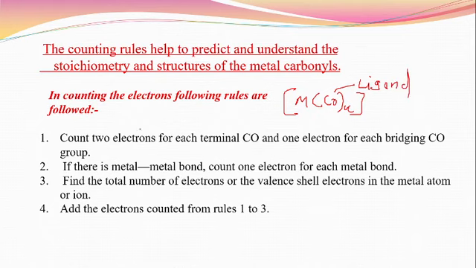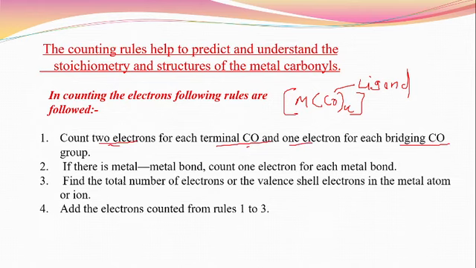Here we count 2 electrons whenever the ligand is carbonyl, so we consider only the carbonyl. If the carbonyl is present at the terminal position, we consider 2 electrons, and if the carbonyl is present at the bridging position, we consider 1 electron.